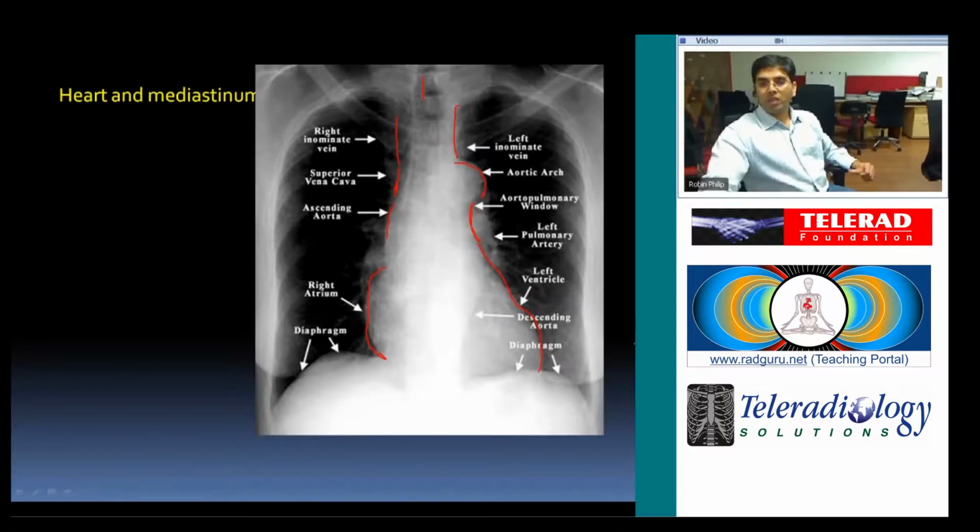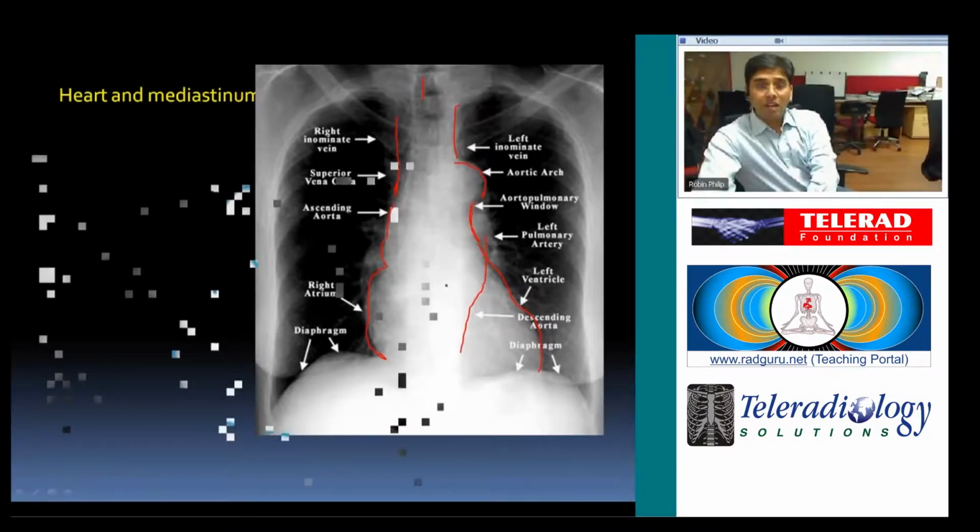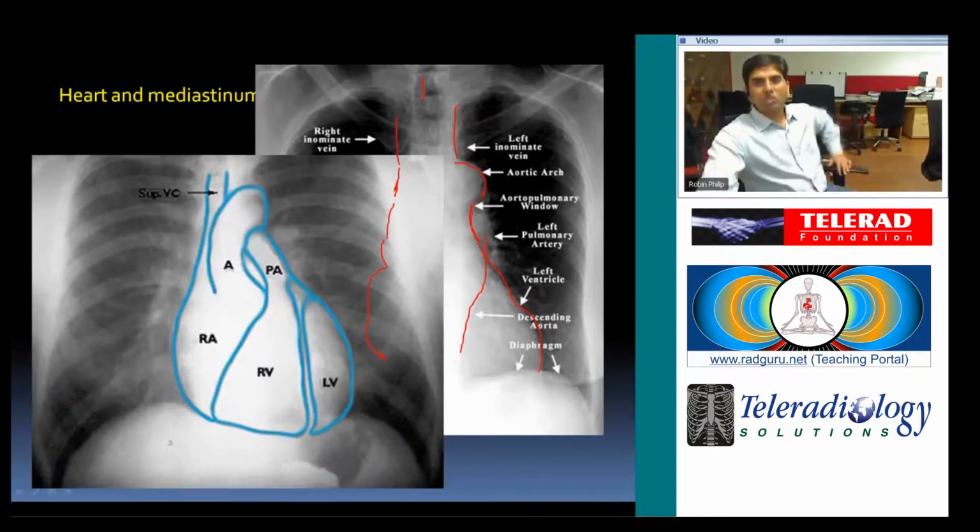predominantly by the left ventricle. And then you can see in the background, if it's an elderly patient, the descending thoracic aorta can also be seen if it has unfolded. Even here, there's a little bit of unfolding. That's why we are able to see the ascending aorta very well. Right? Now the cardiac anatomy, what constitutes these borders?